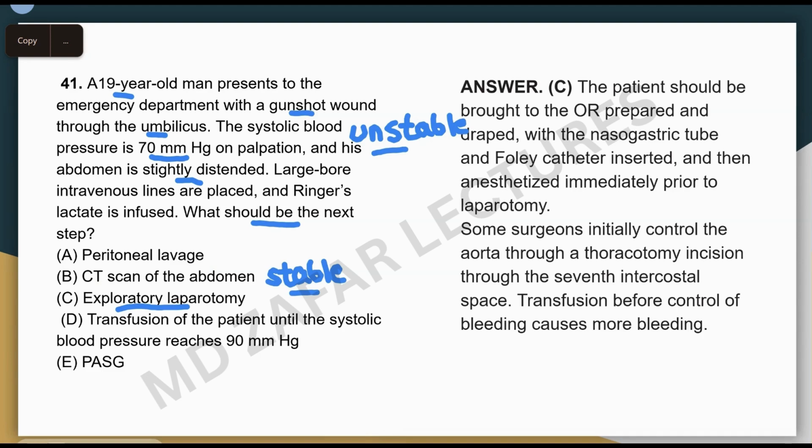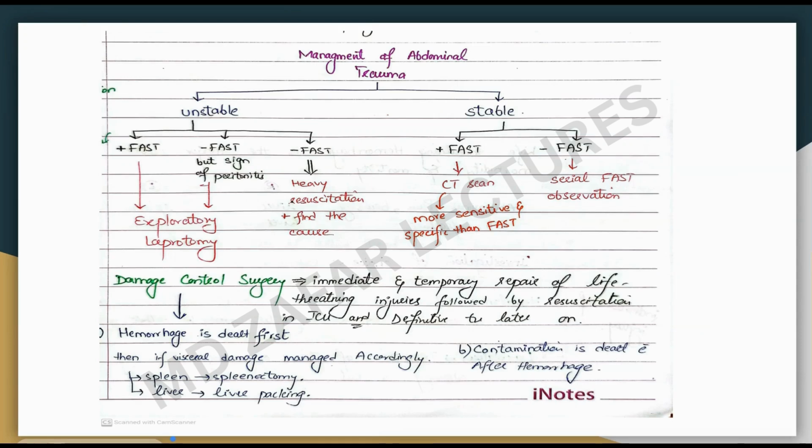So, let's go to our flowchart to get a better understanding. These are my handwritten flowcharts. They are definitely going to be helpful. In the case of a trauma patient, whether stable or unstable, we will follow this flowchart. If the patient is stable, then we will go with the FAST scan, followed by the CT scan. Now the CT scan is much more sensitive and specific, and in terms of the MCQs, you can skip the FAST scan and directly choose the CT scan.